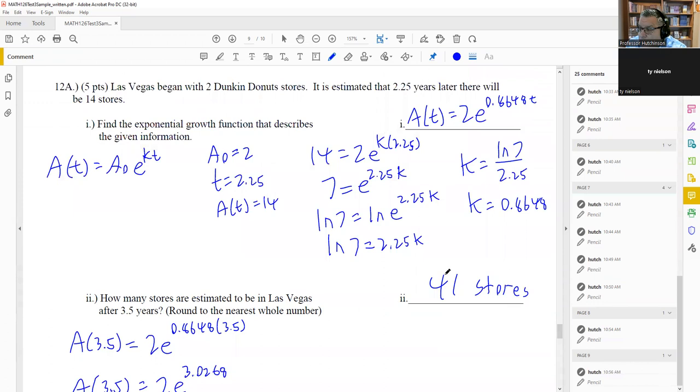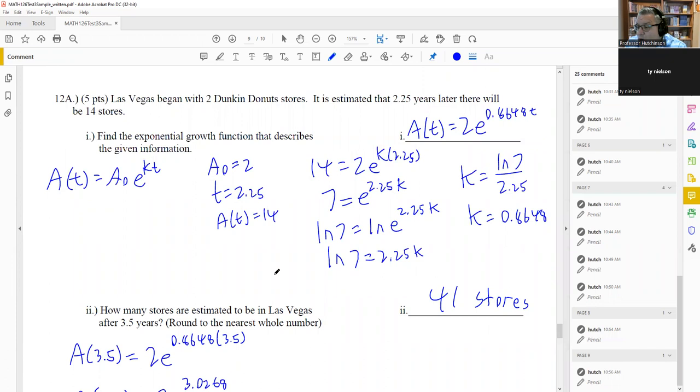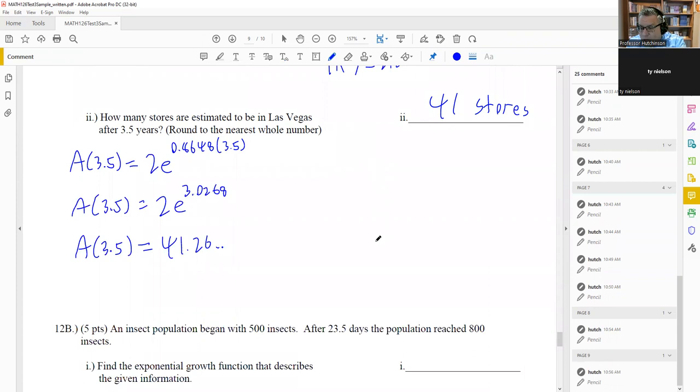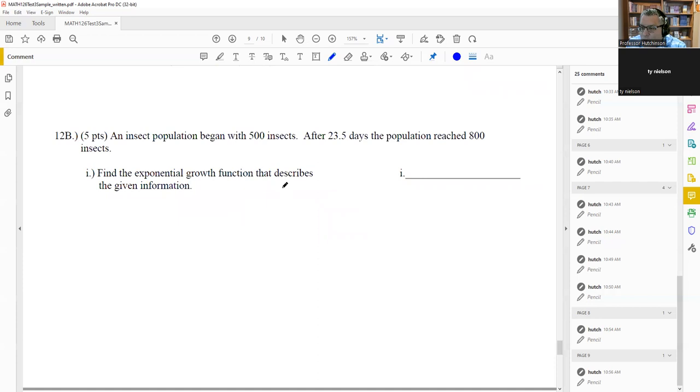Now, obviously, this is a model that's slightly off. I don't think we have quite that many Dunkin' Donuts here yet. But anyway, for the model, that's what it's saying. Okay, all right. So that's 12A. 12B is something similar you can look at, where you have to set up an equation for that one.